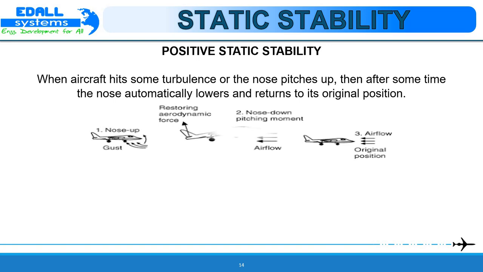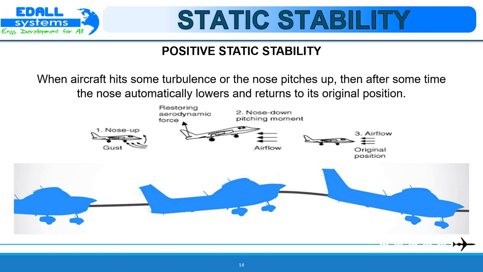Positive static stability. An aircraft that has positive static stability tends to return to its original attitude when it's disturbed. Let's say we are flying an aircraft. We hit some turbulence and the nose pitches up. Immediately after that happens, the nose lowers and returns to its original attitude. It's an example of positive static stability.